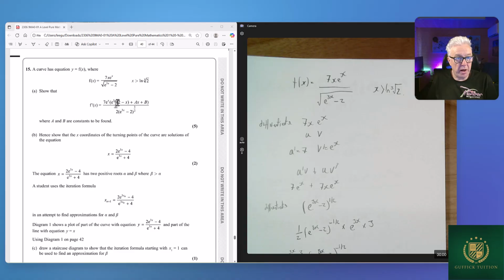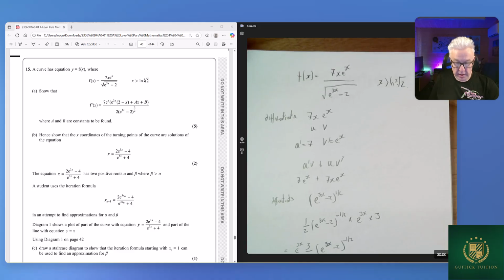A curve y has the equation y equals f of x, where f of x is equal to 7x e to the x over the square root of e to the 3x minus 2, where x is greater than ln of the cube root of 2. In other words, the denominator is not going to be 0 because it would be undefined. Show that f dashed of x is equal to that, where a and b are constants to be found, 5 marks.